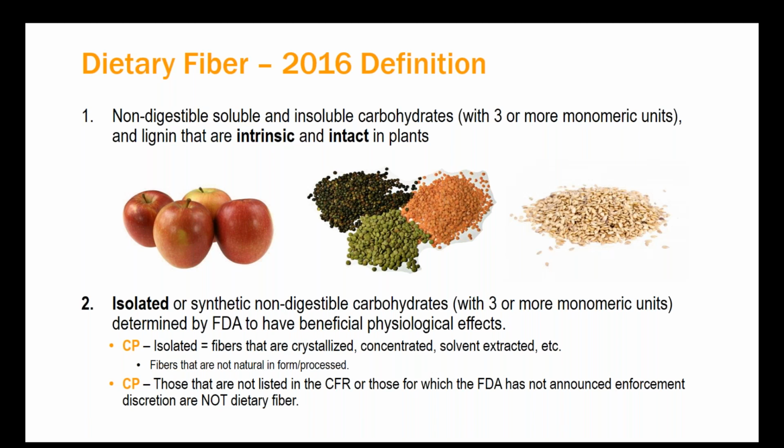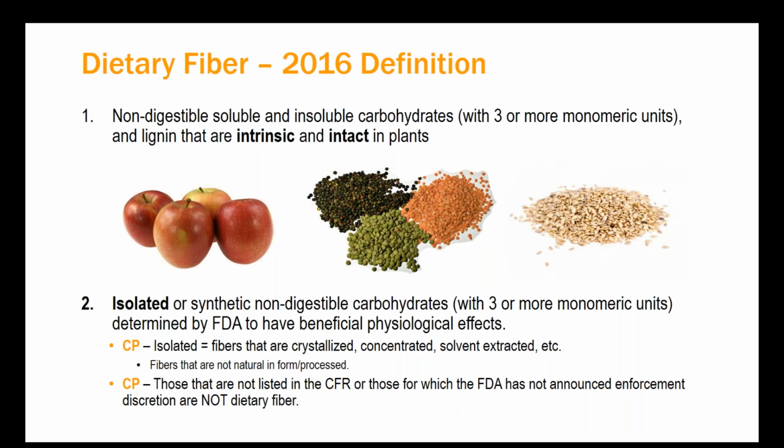The first, being the most obvious, is your non-digestible, soluble and insoluble carbs and lignin that are intrinsic and intact in plants. So again, naturally occurring fiber, often referred to by those bold words I've got, intrinsic or intact. That's going to be your whole grain, cereal bran, lentils, oats, and those are considered intact because they haven't been removed from the food. They're natural. So those are the obvious ones.